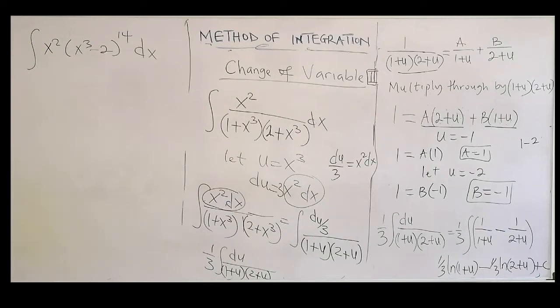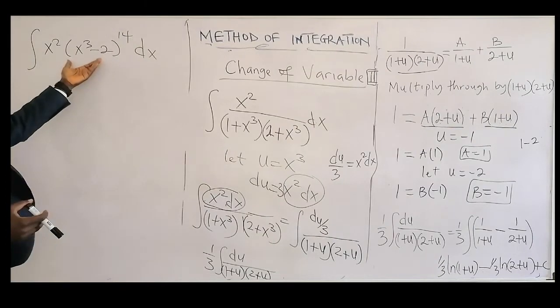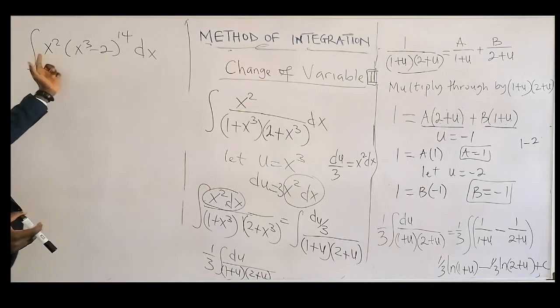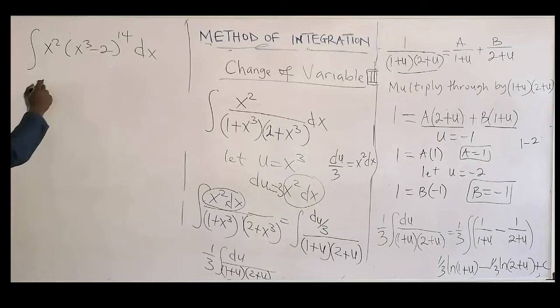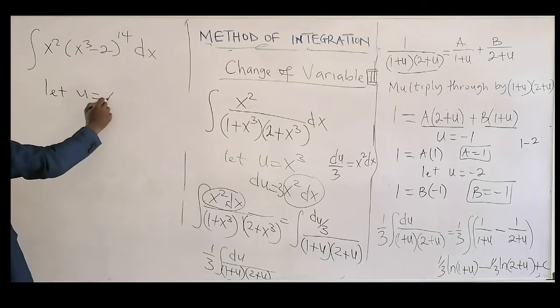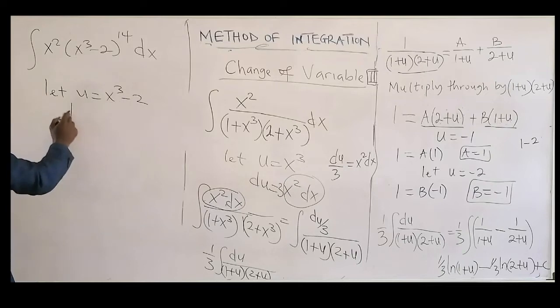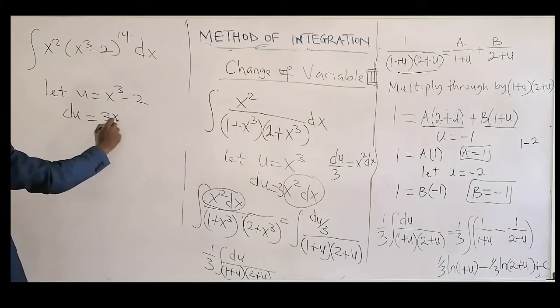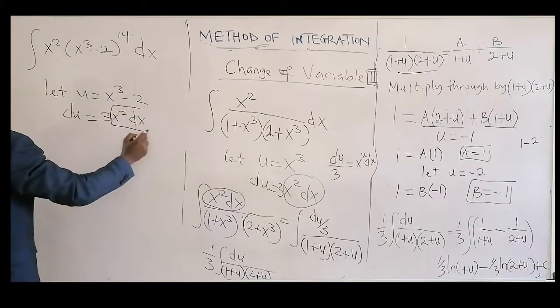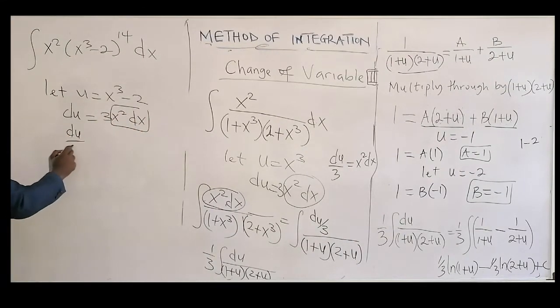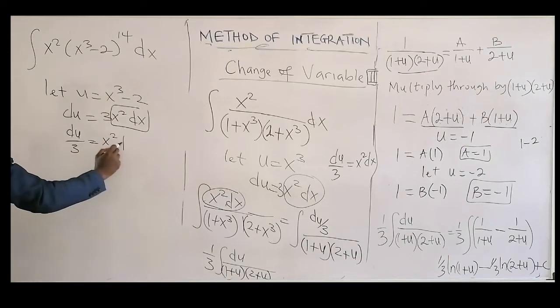You don't just substitute. You need to look at it, inspect the question. Which one can I substitute for? Which one is higher? You go for the higher one. s cubed minus 2 is higher than this one here. And the moment you substitute, you differentiate this one. So let u be equal to s cubed minus 2. So du is equal to 3s squared dx. Can we make this the subject here, so that we have du over 3 equal to s squared dx?